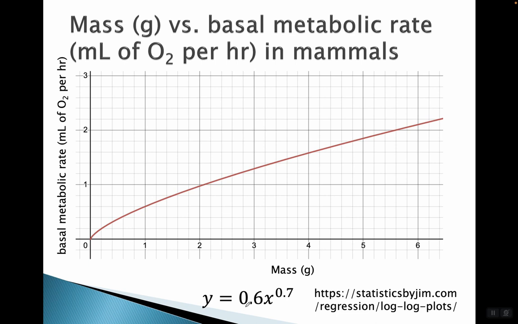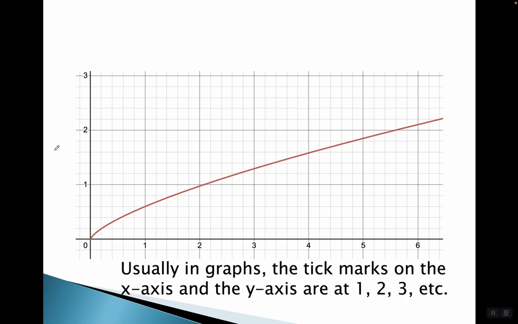If you were to graph y equals 0.6 times x to the 0.7, here's what the graph looks like. Again, they're not all going to perfectly fit on this line, but this is the line. It's not a line. This is the curve that best fits the data. Here we're measuring mass in grams, and we're measuring basal metabolic rate in milliliters of oxygen burned per hour. This is for mammals.